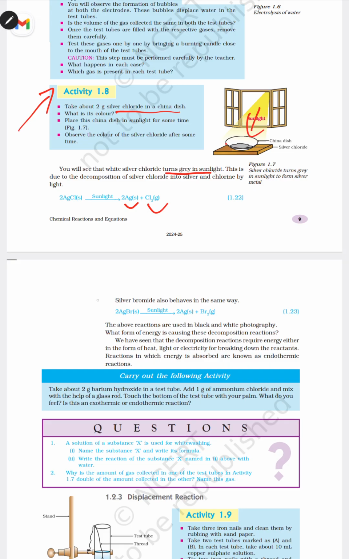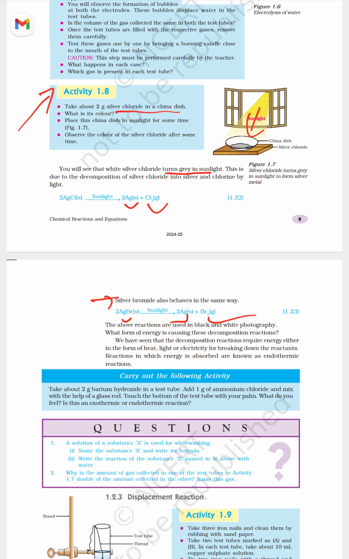Silver bromide you can also test like this. Similarly, silver is Ag and silver bromide is AgBr. It is in solid form. If it is exposed to sunlight, it will be decomposed into silver and bromine. So this is also a decomposition reaction.